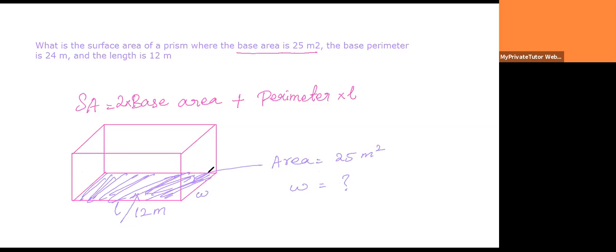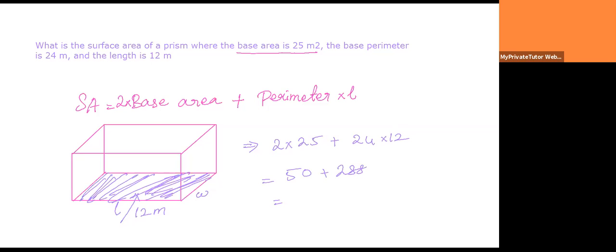Instead, you can just put in the perimeter. So 2 times 25 plus 24 times 12. That is 50 plus, what is 24 times 12? 288. And that is the surface area, which is 338 rather. You might have some questions on this. We'll discuss now.